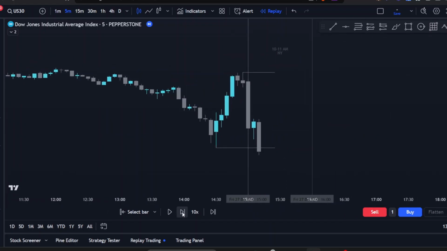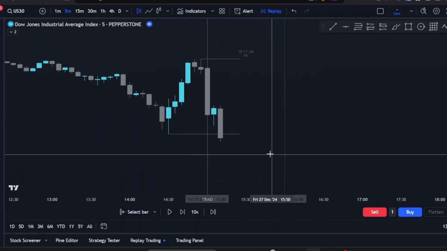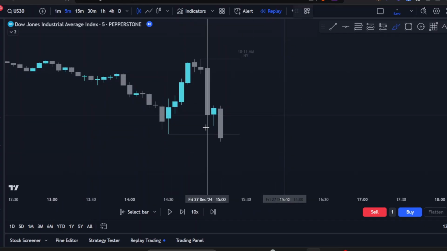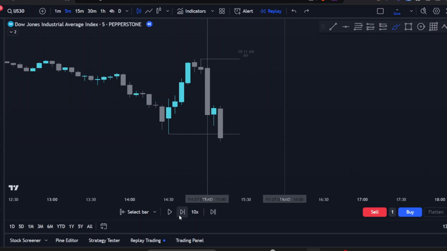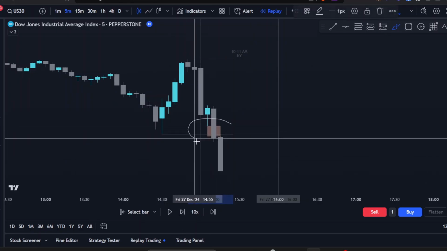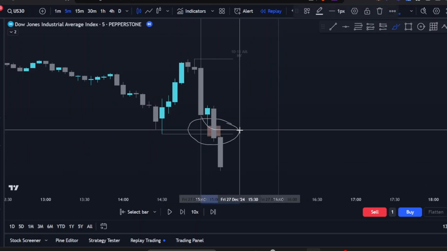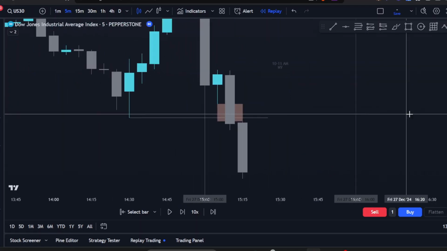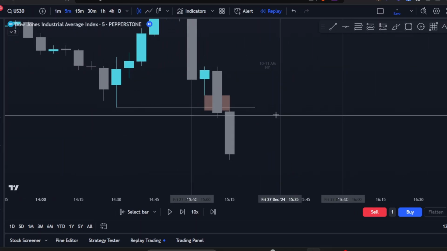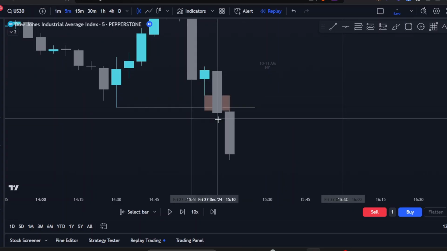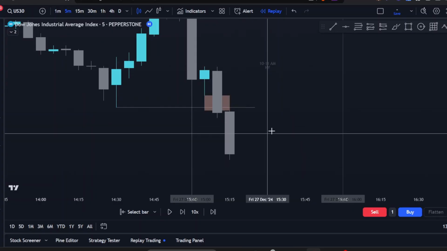Let's continue to play price on, and we can see that right here we get a final push to the downside. We break below this low, and this is what we were waiting for. So once we get a break below this low, price then puts in this fair value gap. This fair value gap just tells us that this is where an inefficiency in the market lies. So this inefficiency is going to be a magnet for price.